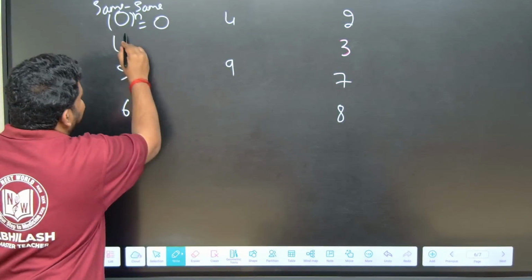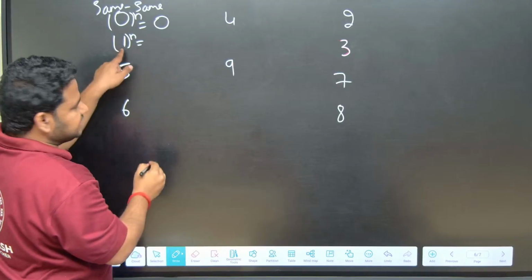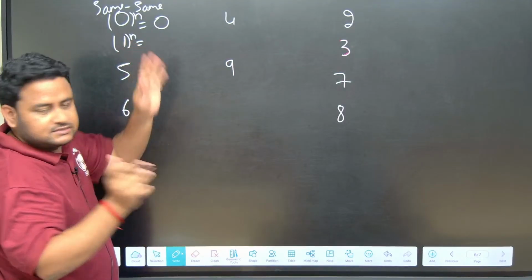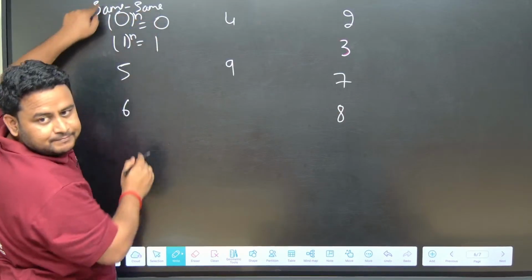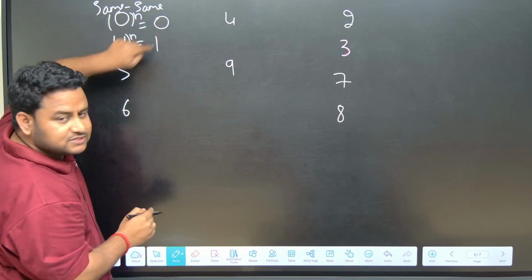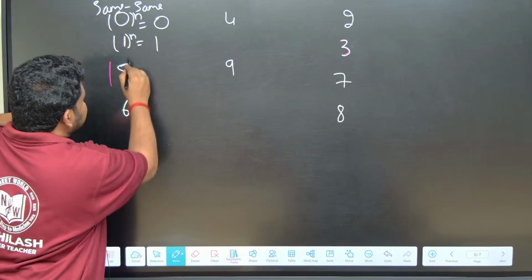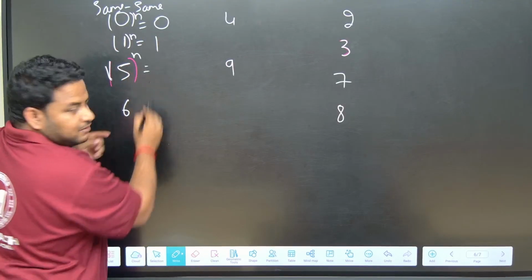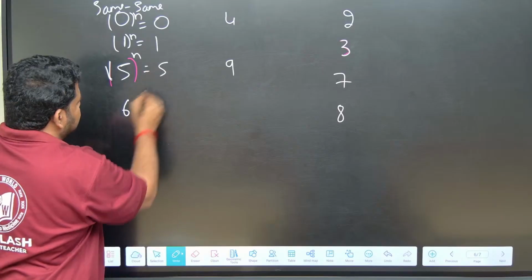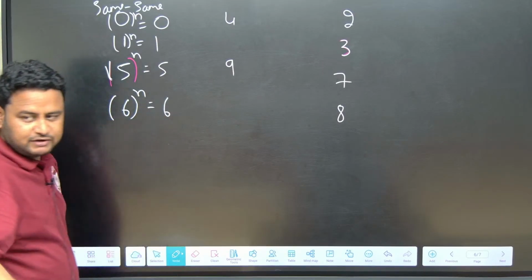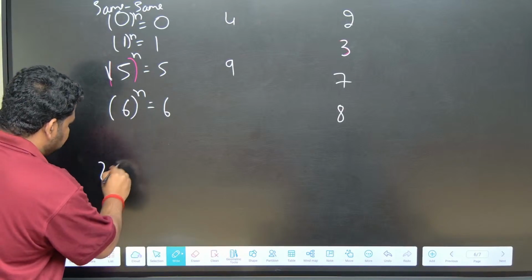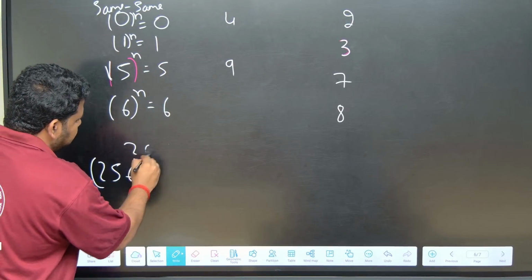Okay, 1 to the power of n, that is, if the unit digit is 1, any number you raise, the answer will always be 1. That is the meaning of same. Understood? 0 will become 0, 1 will become 1. Similarly, 5 to the power of n will become 5 itself. Okay, 6 to the power of n will become 6 itself.